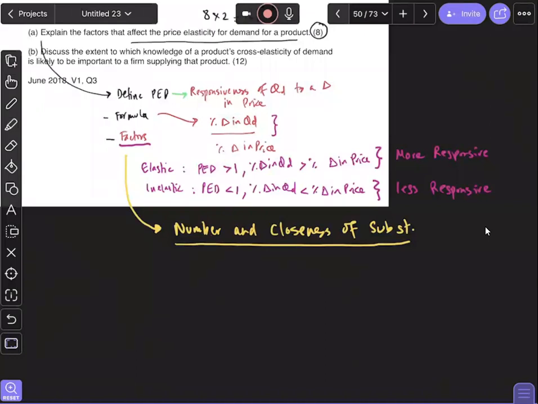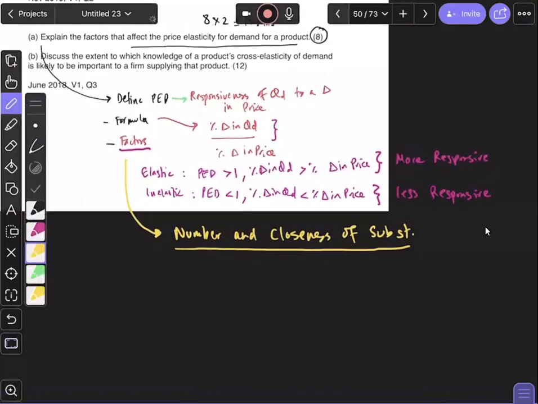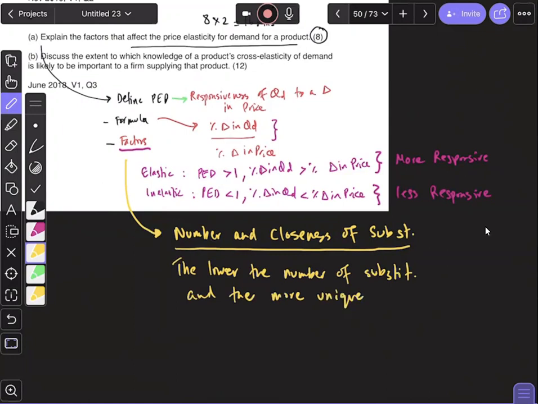Similarly, the lower the number of substitutes and the more unique the product as compared to competitors, one would argue that the more inelastic the demand will be. Okay, so that's the first factor.